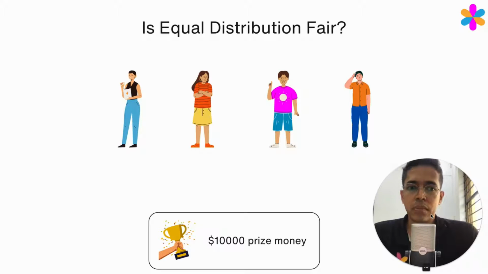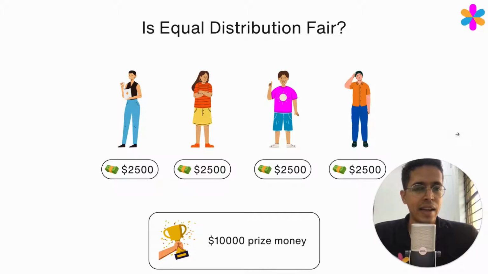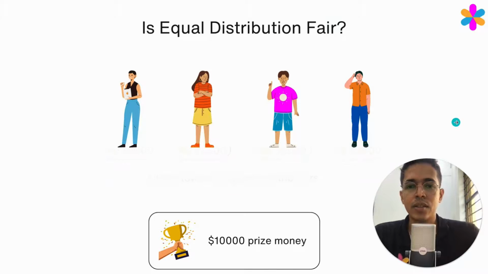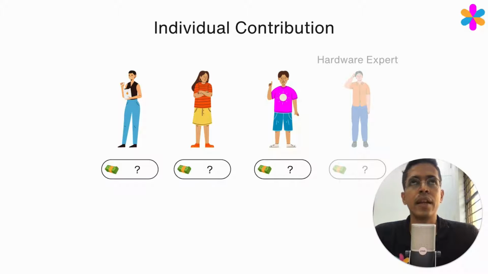We could distribute the money equally, so each person gets $2,500. And is this really fair? This is a bit unfair towards the biggest contributor. If one person contributed 5 times more than the lowest contributing person, then it's a bit unfair. Although they are working in a team, it is still unfair to make that kind of a split. So what is the best way in which we can recognize the individual contribution of each of these 4 people?